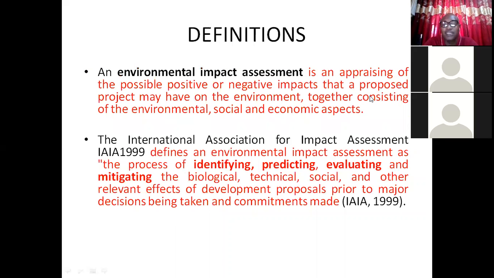So let's look at some definitions of EIA. An environmental impact assessment is an appraisal of possible positive or negative impact that a proposed project may have on the environment, consisting of the environmental, social, and economic aspects. An EIA is a process by which you check the positive and the negative impact of a proposed project or a proposed action on the environment.